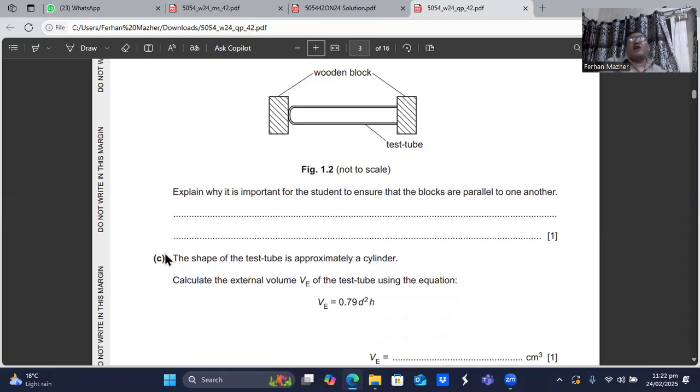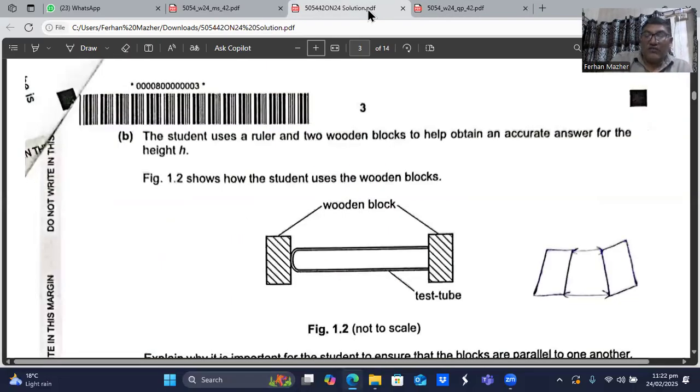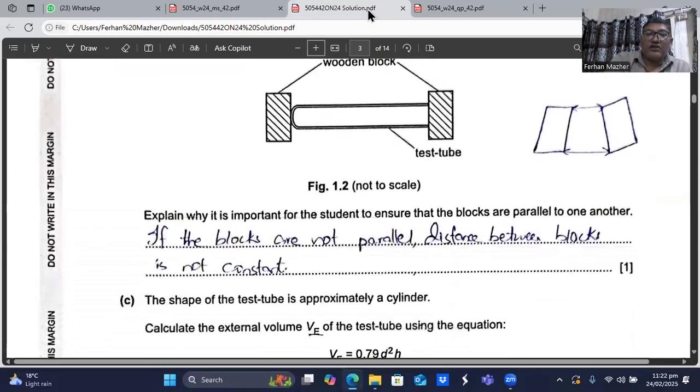If the blocks are not parallel to one another, then depending upon the side from which you are measuring, the height will be either more than the real height of the test tube, or less than the real height. So it is very important to make sure that the blocks are parallel to each other. If they are not, then you will not be able to find the real height.